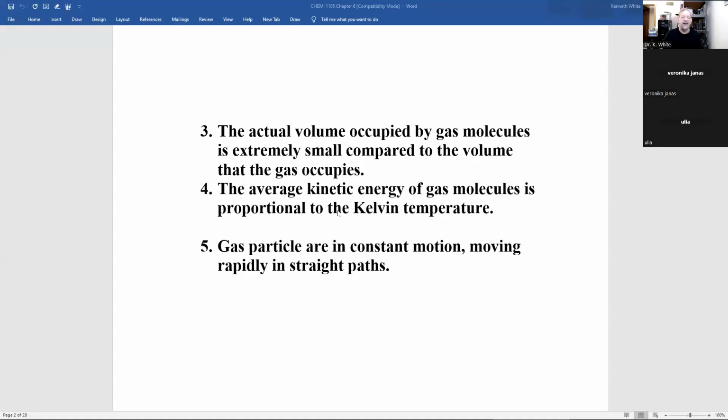And the average kinetic energy of the gas molecules, that's how fast they're zooming, is proportional to, and this is important, the Kelvin temperature. When we talk about gases, we use Kelvin temperatures a lot. And finally, gas particles are in constant motion, moving rapidly in straight lines.